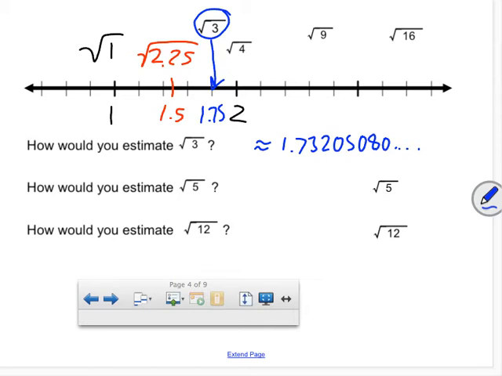So what am I going to use for my intervals for the square root of 5? What are the closest perfect squares around the square root of 5? Square root of 4 and what? What's the next perfect square after 4? 9. So the square root of 9 is what? 3. Okay, what's halfway between 2 and 3?